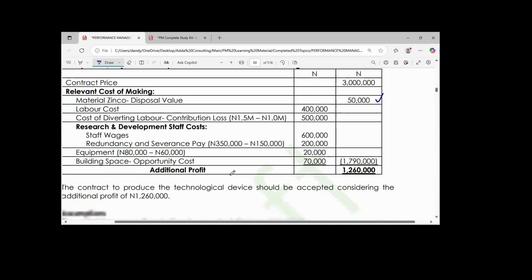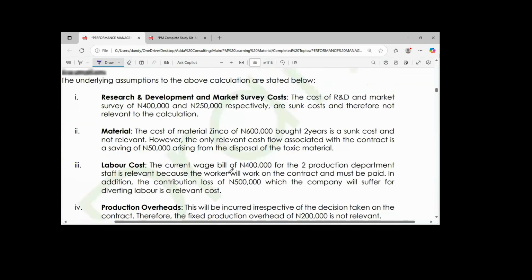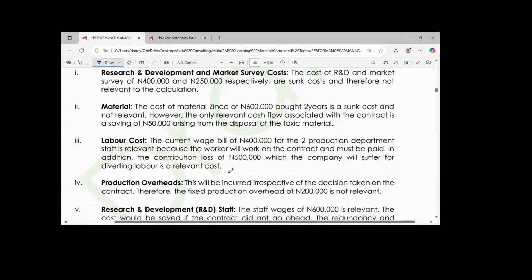Okay. Now, number 3, labor cost. The current wage bill of 400,000 naira for the 2 production department staff is relevant because the workers will work on the contract and must be paid. In addition, the contribution loss of 500,000 naira, which the company will suffer for diverting labor, is also relevant. So that's my assumption as far as labor cost is concerned.